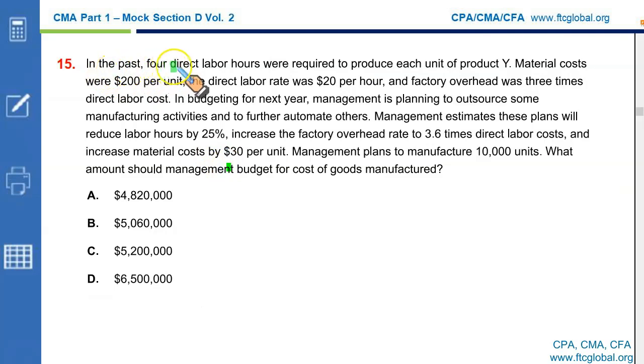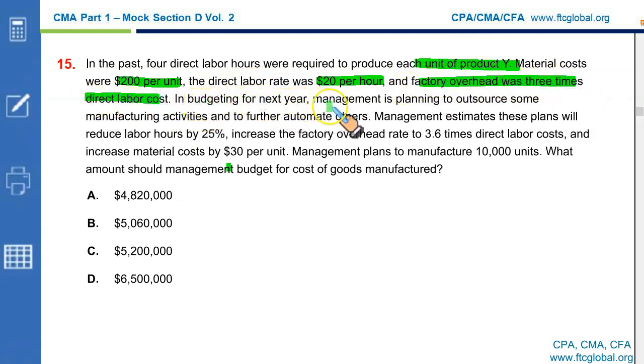Okay, in the past, 4 direct labor hours were required to produce each unit of product Y. Material cost was 200 per unit. The direct labor rate is $20 per hour. And the factory overhead was 3 times the direct labor. That is the factory overhead application rate.